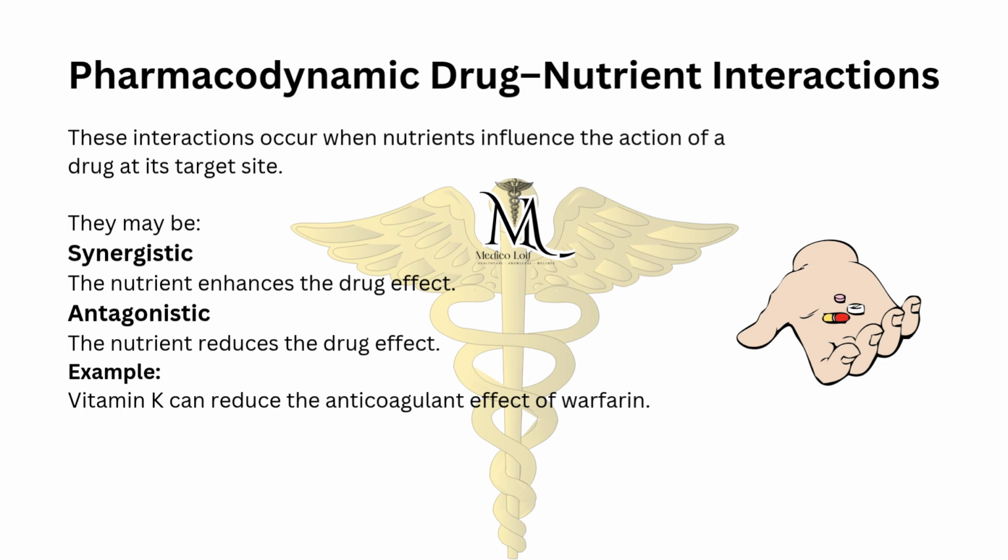Pharmacodynamic drug-nutrient interactions. These interactions occur when nutrients influence the action of a drug at its target site. They may be synergistic: the nutrient enhances the drug effect. Antagonistic: the nutrient reduces the drug effect. Example: vitamin K can reduce the anticoagulant effect of warfarin.